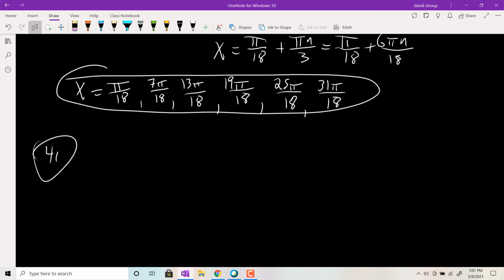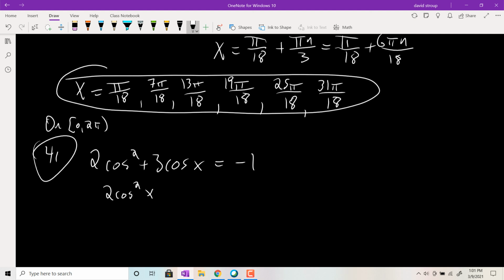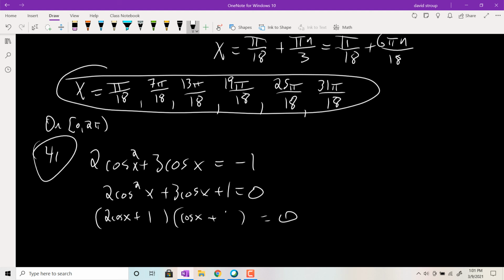If you don't have that multiple angle issue, it's pretty simple to identify the answers in between 0 and 2 pi. So again, this is on 0 to 2 pi. Let's look at this one: 2 cosine squared x plus 3 cosine x equals -1. These problems are quadratic form. You're going to want to set it equal to 0 and then factor it. So 2 cosine squared x plus 3 cosine x plus 1 is 0. Factor it. We'll get 2 cosine x plus 1 times cosine x plus 1.